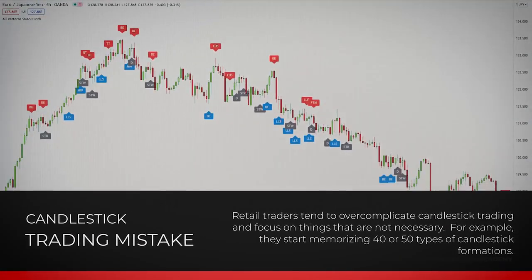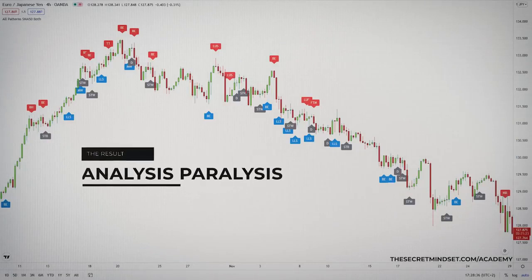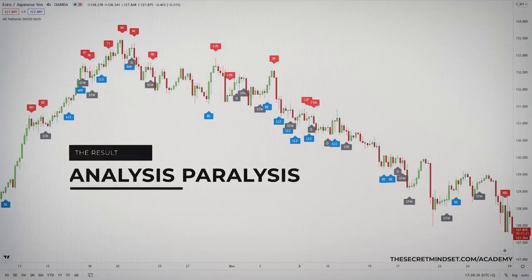What retail traders do is overcomplicate their candlestick trading and focus on things that are not necessary. For example, they start memorizing 40 or 50 types of candlestick formations, and when they start analyzing a market, they have to consider 50 variables before making a decision. I've made the same mistake when I first started trading.